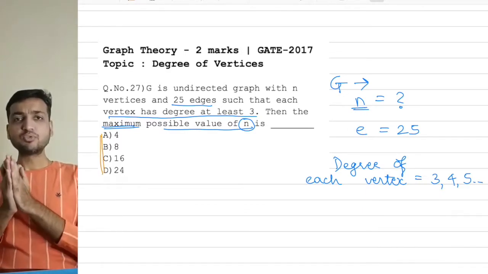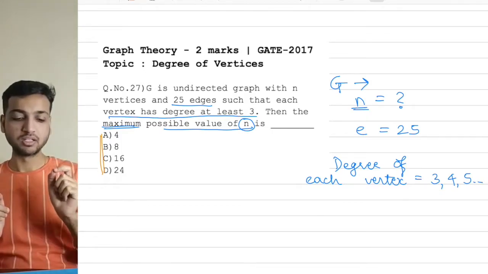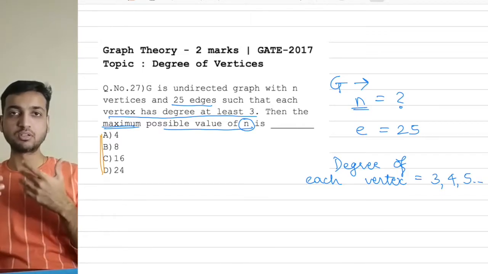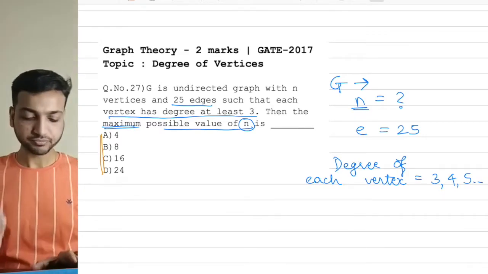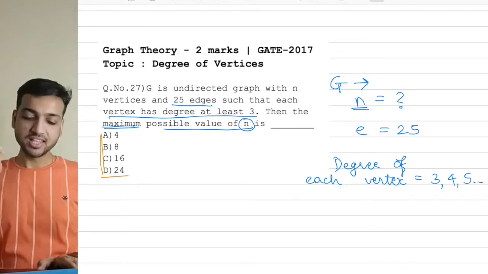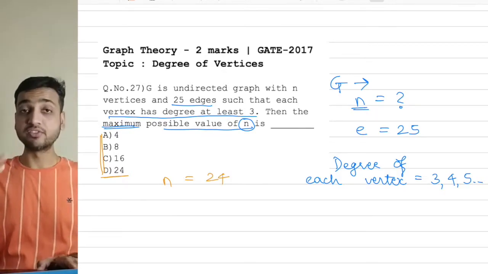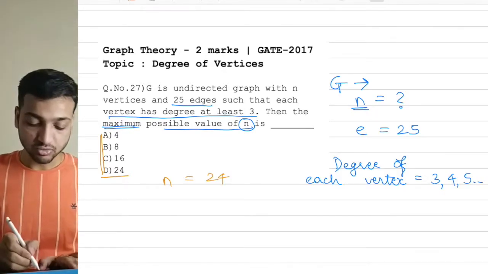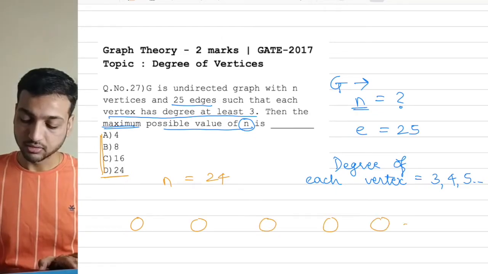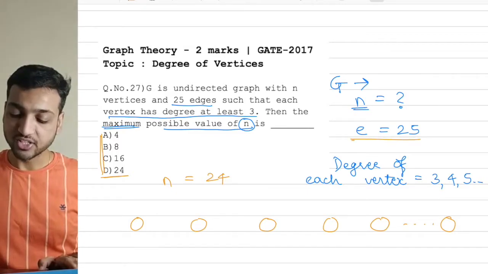Now let's try to use the elimination strategy, where we take each value of the option and try to see if it fits into the question that we're trying to solve. So let's start with option D first, 24. Now if n is equal to 24, it means I will have 24 vertices. So just imagine I have 24 vertices here. Okay, the 24, and now I have to fit in 25 edges.